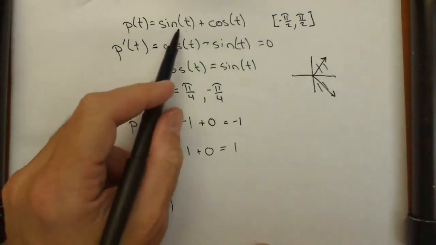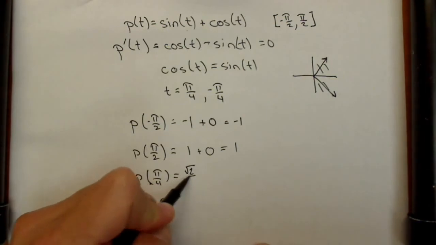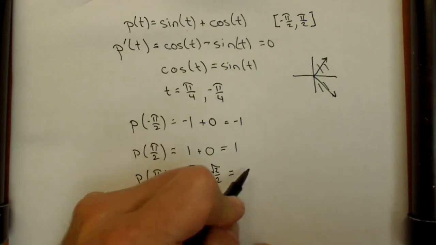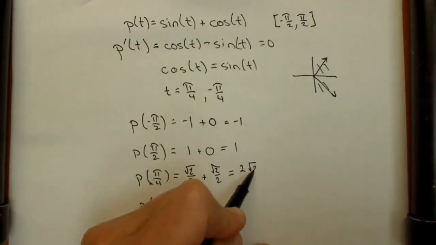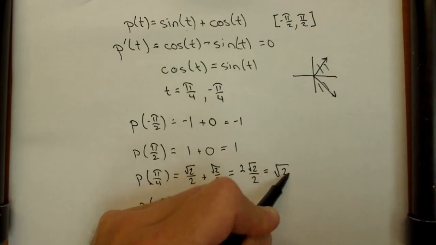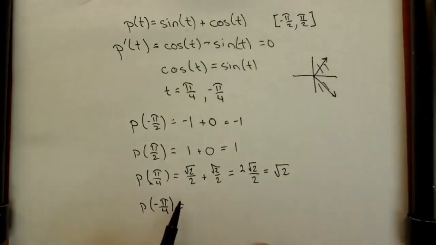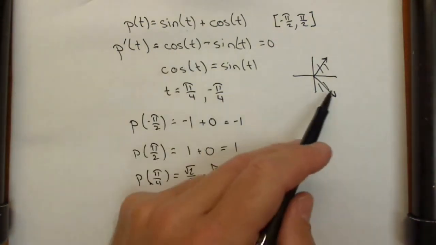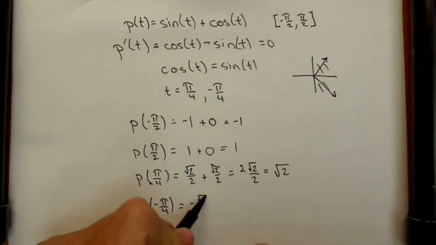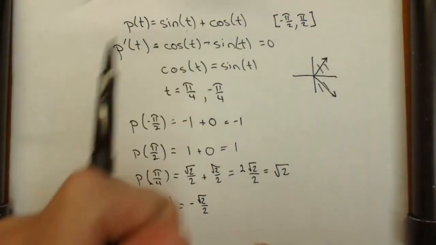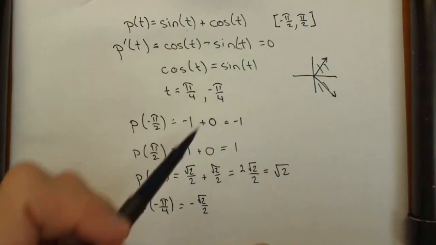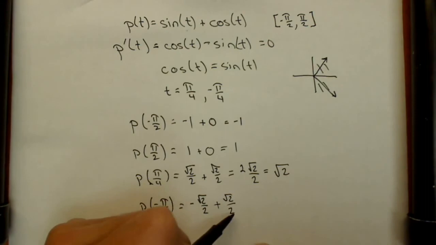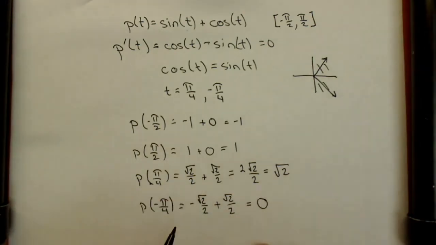Pi over 4. Sine of pi over 4 is root 2 over 2. Cosine of pi over 4 is also root 2 over 2. So basically we get 2 root 2 over 2, or root 2. Finally, calculating p of negative pi over 4. Sine of negative pi over 4, it's going to put us down here, that's negative root 2 over 2. Cosine of negative pi over 4 is going to be root 2 over 2, so that's equal to 0.